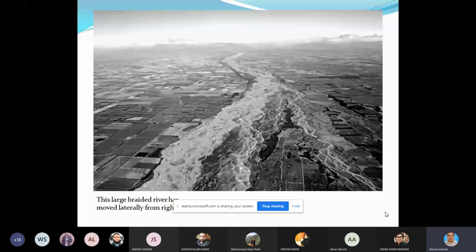So here you see a braiding river. Not only is it showing the braiding pattern, but you also see how it has moved laterally from right to left. So there is also shifting: while it is exhibiting the braiding pattern, it is also shifting its path.